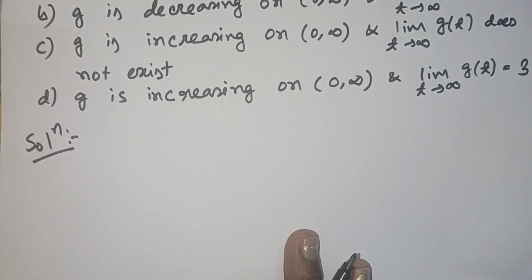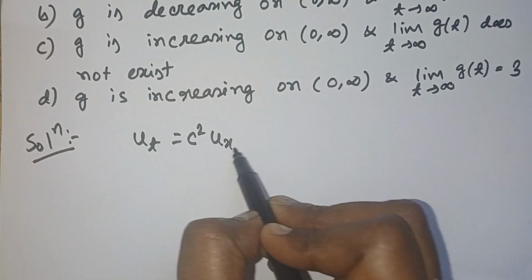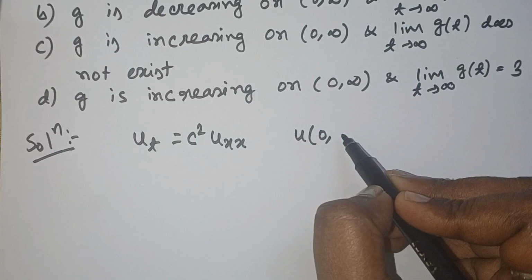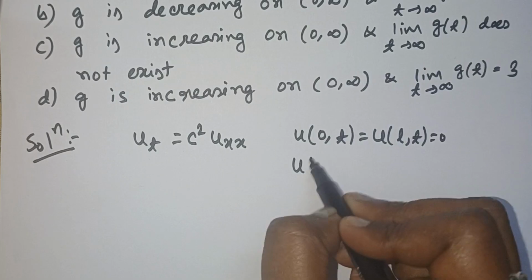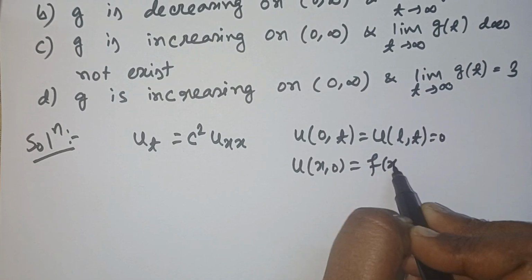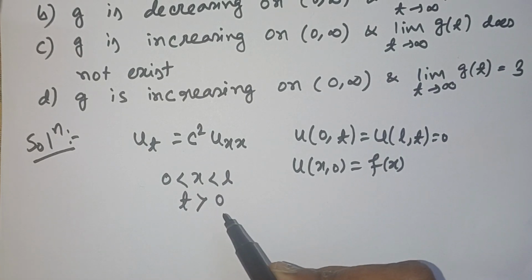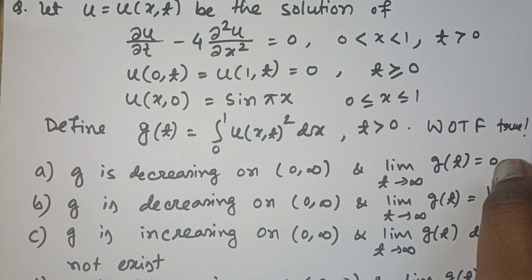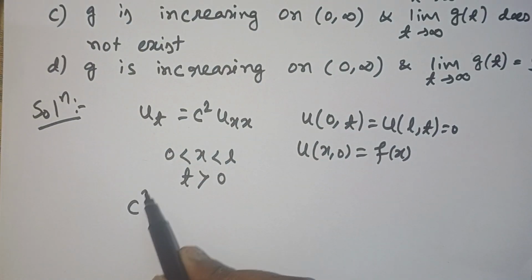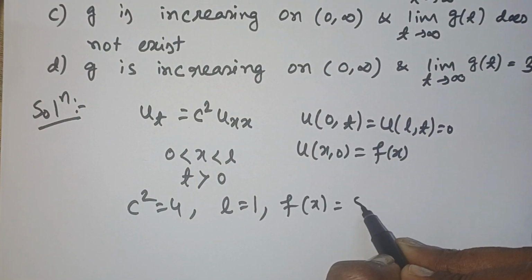So as you can see, this is a heat equation. If we compare with the standard heat equation u_t equal to c square u_xx, where u(0,t) equals u(l,t) equals 0 and u(x,0) equal to f(x), where 0 less than x less than l, then if you compare with the given equation, c square equal to 4, l equal to 1 and f(x) equal to sin pi x.